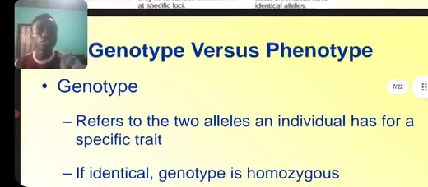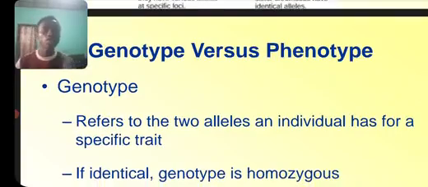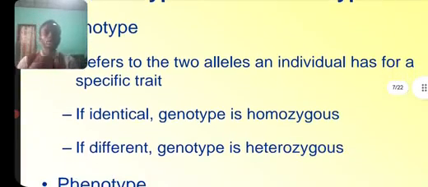So, genotype versus phenotype. A genotype refers to the alleles of an individual for a specific trait, so it refers to the two alleles of an individual for a specific trait. If these alleles are identical, the genotype is homozygous. If different, the genotype is heterozygous.